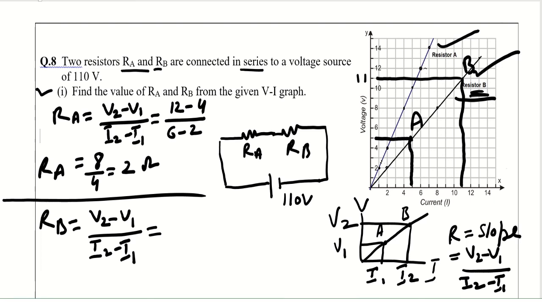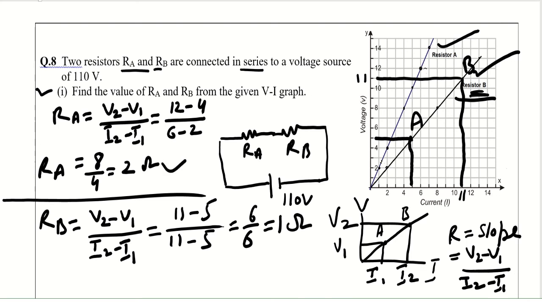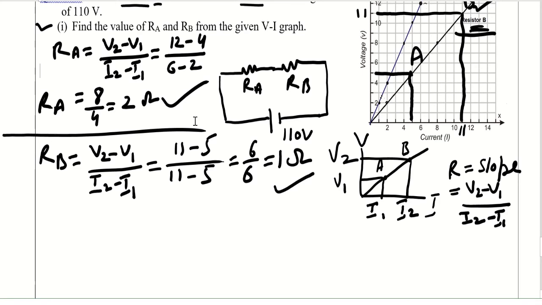So V2 is 11 minus 5, and it is divided by, this is 11 also here. So this is 11 minus 5, it is 6, and this is 6, and this is 1 ohm. So here we got the value of RA and RB, that is 2 ohm and 1 ohm. So this way we can find the value.